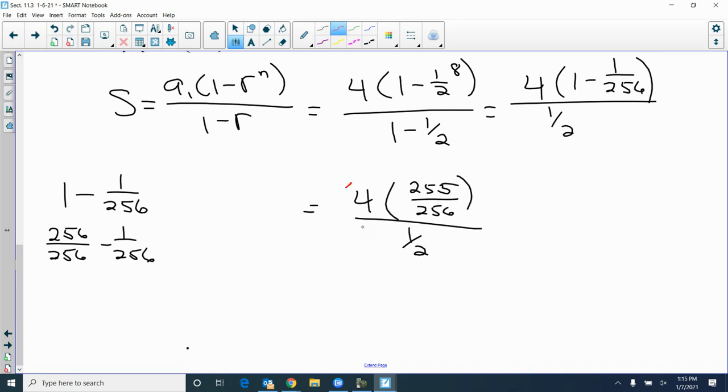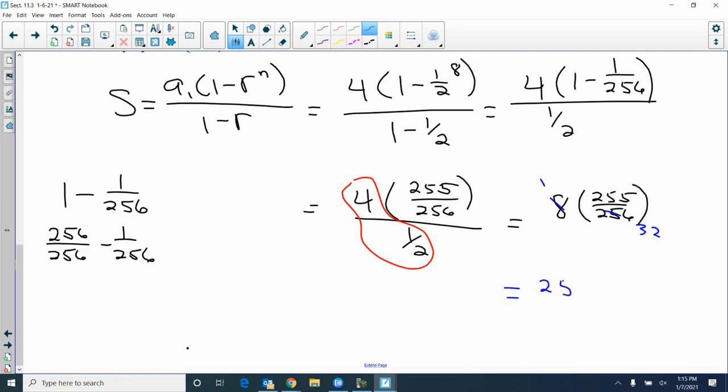Now there are different ways you can go about finishing this, but I would do it this way. What's 4 divided by a half? It's not 2. It's 8. So that becomes an 8 times 255 over 256. You can multiply 8 by 255, but it would be easier to see whether it will simplify. Will 8 go into 256? It will. How many times? 32. So that cancels. That becomes a 1, that becomes a 32, and in the end, I got 255 over 32.